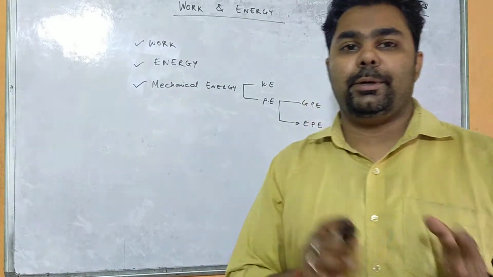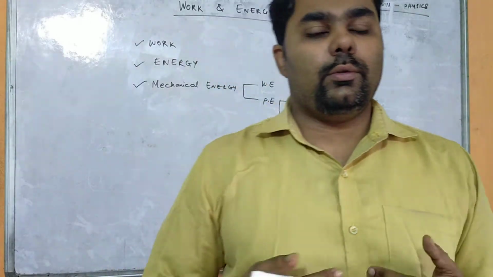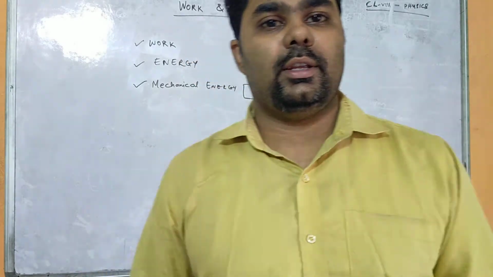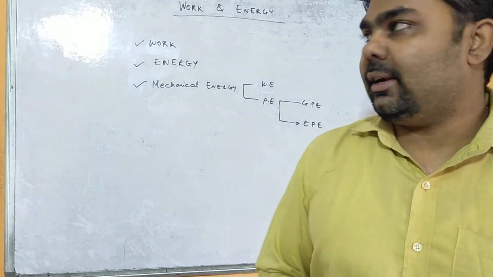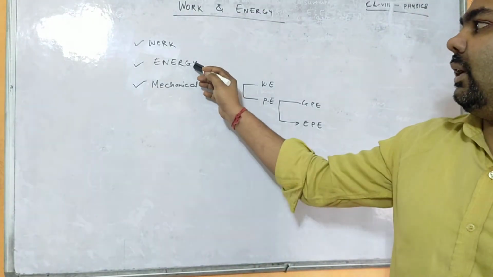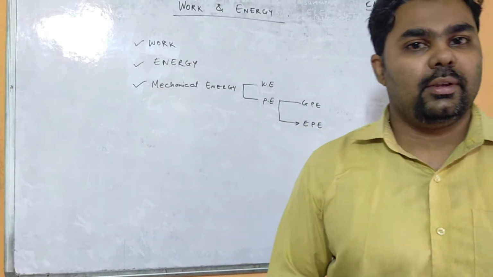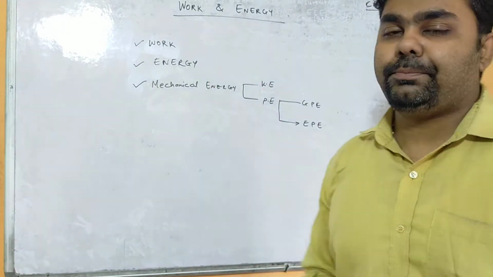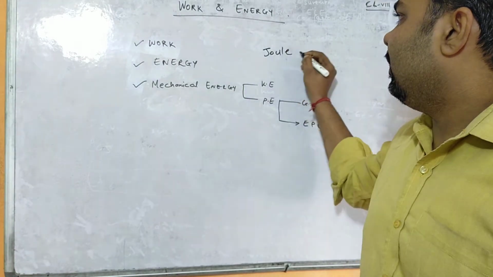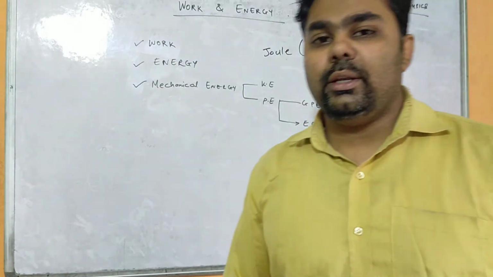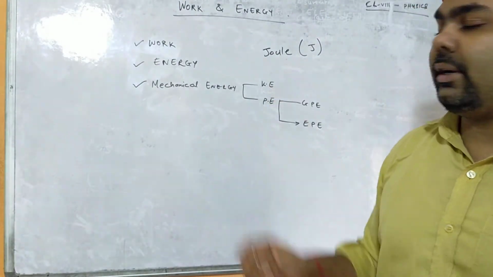So energy can be defined as the capacity or ability of a body to do work. If you have more capacity of doing work, then you have more energy, and if you have less capacity, then you have less energy. Work and energy are related to each other, so their SI units also remain the same. The SI unit is joule, denoted by capital J. Many students make a spelling mistake here, so make sure you write the correct spelling.